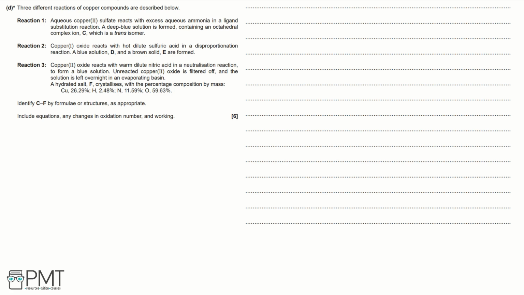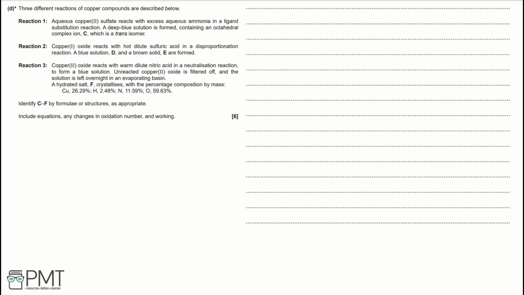A hydrated salt F crystallizes with the percentage composition by mass Cu 26.29%, H 2.48%, N 11.59%, O 59.63%. Identify C to F by formulae or structures as appropriate. Include equations and any changes in oxidation number and working.